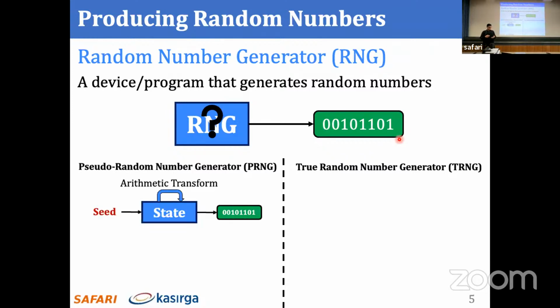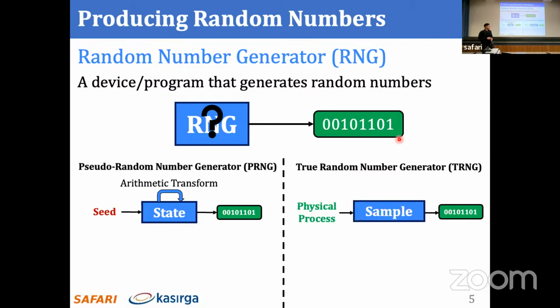These random number generators will continuously operate on an initial value called a seed. They will perform some arithmetic transformations to this seed and maintain a state internally. And a function of the state will be their output. True random number generators, in contrast, will sample random physical processes to generate random numbers.